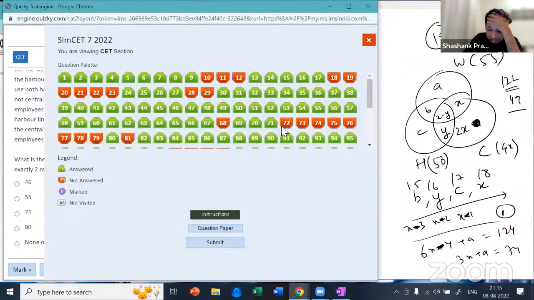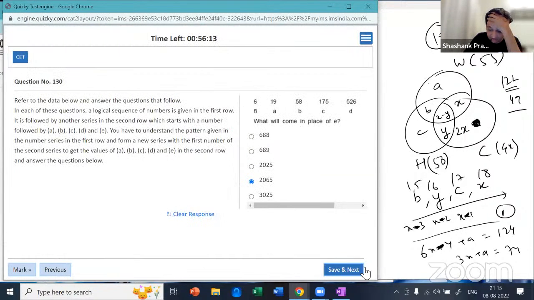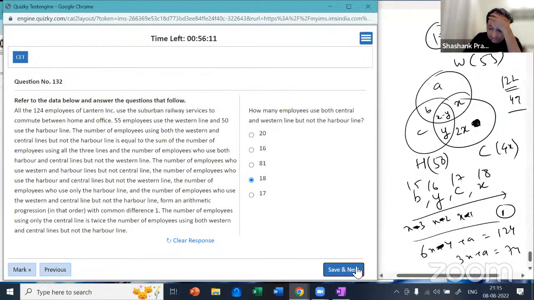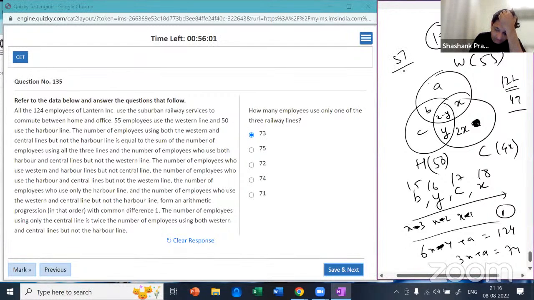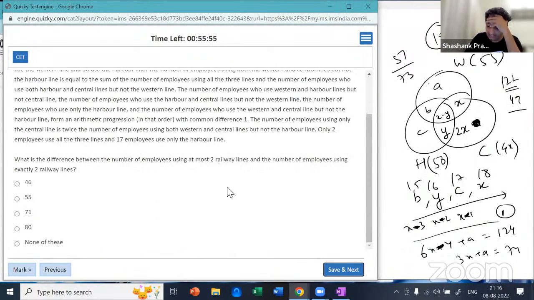Okay, let's look at the previous question. I think I have done this as a part of the previous questions. Only the western line, central western line. At least 2 was 51. 73 was exactly 1. At most 2 is 73 plus this thing, which will mean x minus y ko nikal diya hai, which will mean 2 nikal diya hai. So 124 is the total. So 122 have to be there.